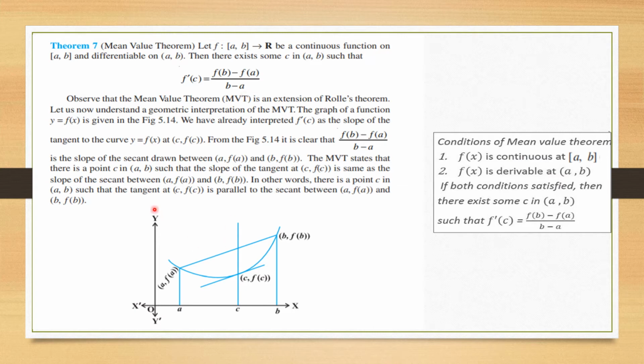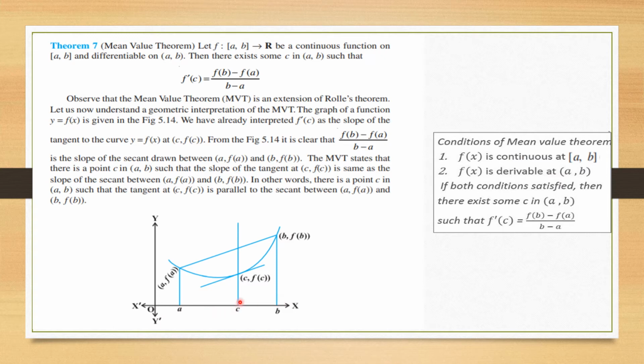Let us understand it from this figure. See, there's a curve. This is point A, this is point B. No doubt the curve is continuous in the closed interval [a, b]. It is also differentiable, as the rate of change is defined in the open interval (a, b). And it also says that f(a) is not equal to f(b). You can see f(a) is not equal to f(b). Both the values are not the same. That's why Rolle's theorem is not applicable here.